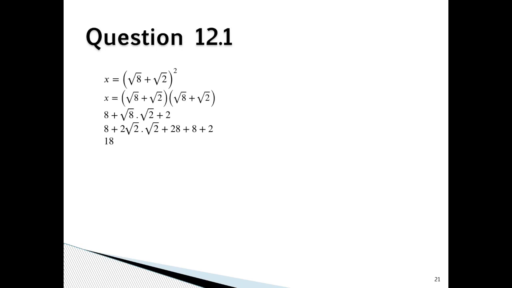For 12.1, the square root of 8 plus the square root of 2 in brackets, you will have x is equal to the square root of 8 plus the square root of 2 times the square root of 8 plus the square root of 2. 8 plus the square root of 8 times the square root of 2 plus 2. 8 plus 2 times the square root of 2 times the square root of 2 plus 8, which is 8 plus 2 is equal to 18.